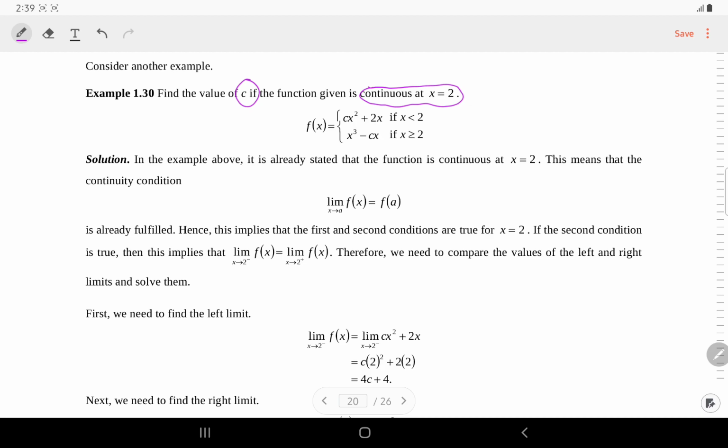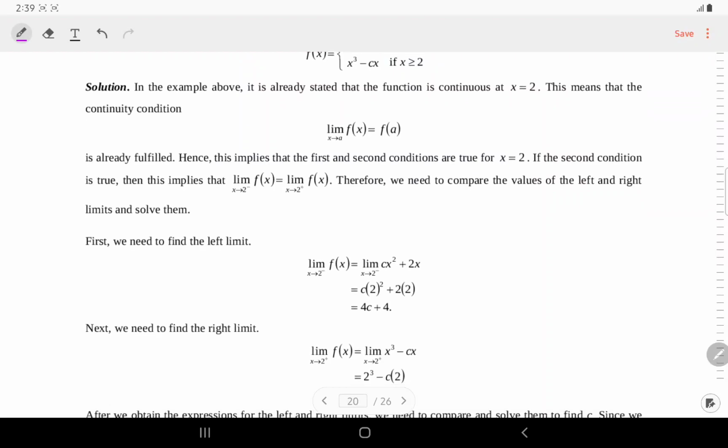Let's consider the second condition, which must be satisfied. What is our second condition? The second condition states that the limit must exist. In order to know whether the limit exists or not, we need to find the value of the right limit and the left limit, and determine whether they are equal or not. So let's consider the second condition where the right limit and the left limit must be equal. We need to compare the left and right limit.